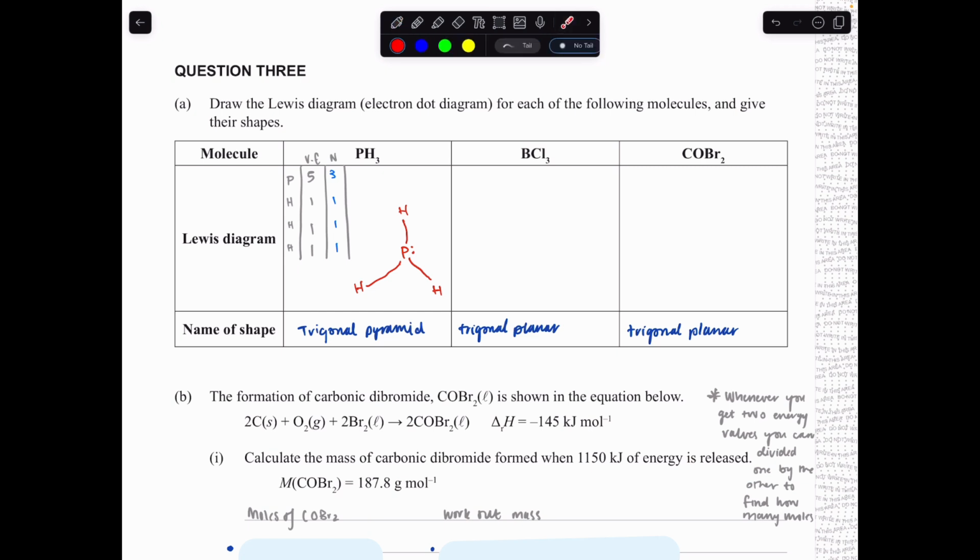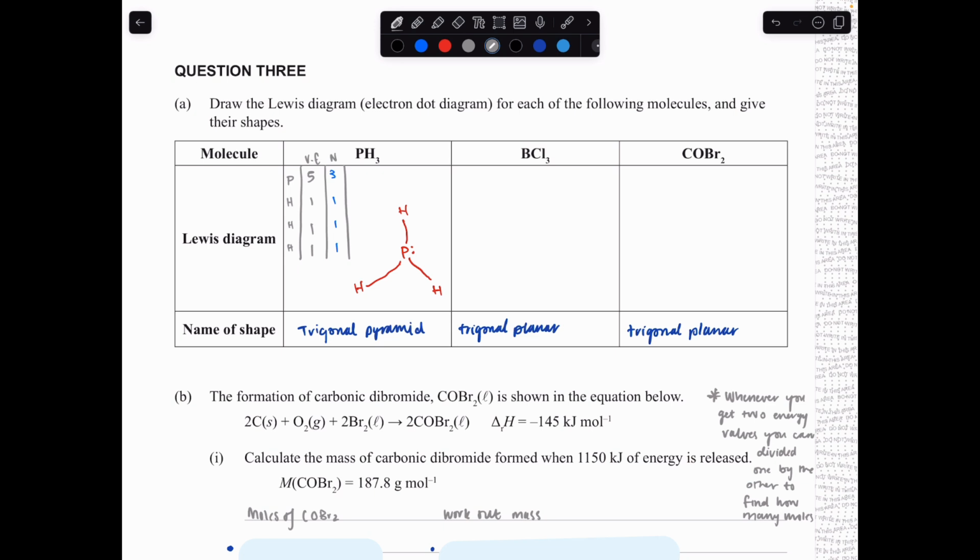Let's check out the hydrogens. Are they happy? Do they have 2 in their outer shell now? Well, because of this bond, they're able to share electrons with the phosphorus. So let's count. 1, 2. Yep. 1, 2, and 1, 2. So everyone is happy, which is great. Let's move on to the next atom.